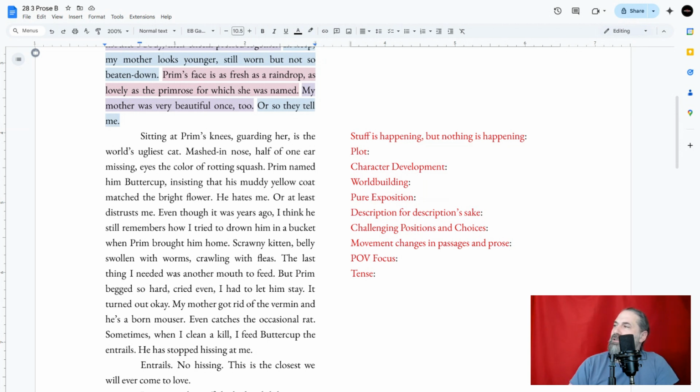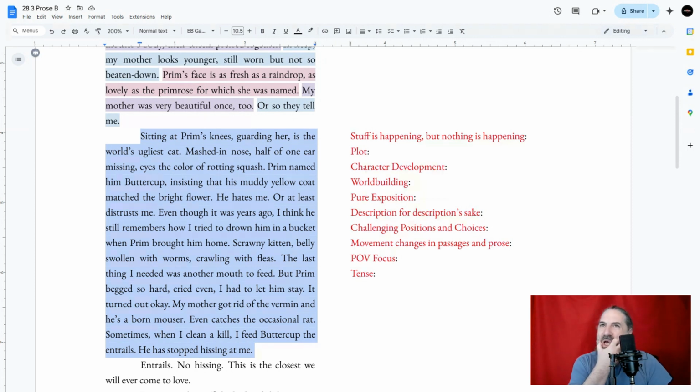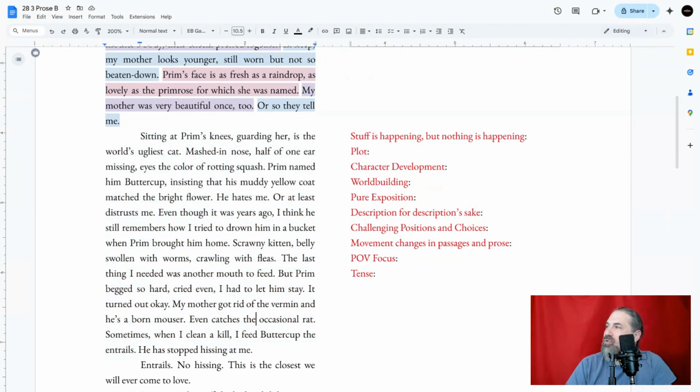But see, it's all about this cat. To me, this is, I don't know, you know, this scrawny cat. "The last thing I needed was another mouth to feed, but Prim." So this is world building and important for the character, and that's probably why she added the cat element. You know, she just has to do her job. "Last thing I needed was another mouth to feed, but Prim begged so hard, cried even. I had to let him stay."